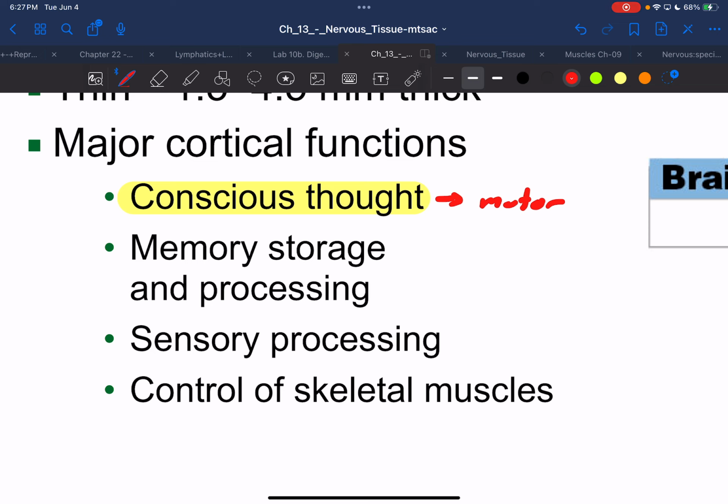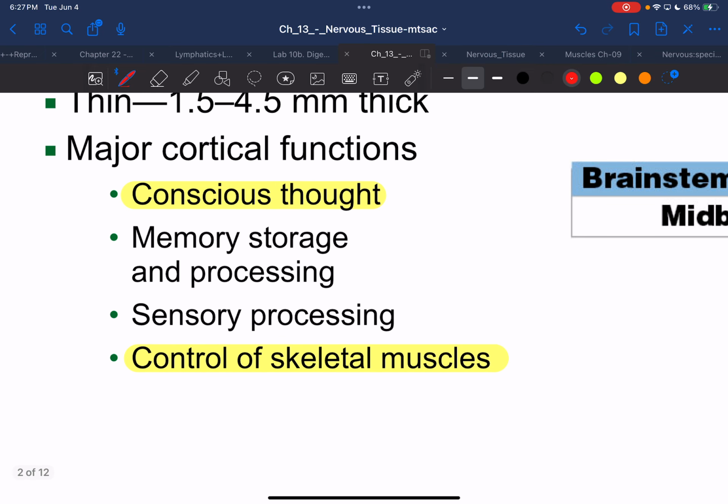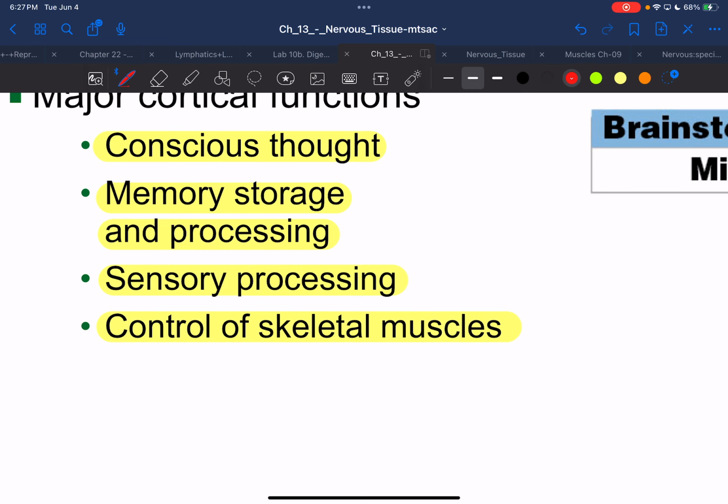Motor commands right here. You're also going to use that area to store things that you've learned. You're going to make sense of it, process it. And then you also receive inputs from your senses and special senses.